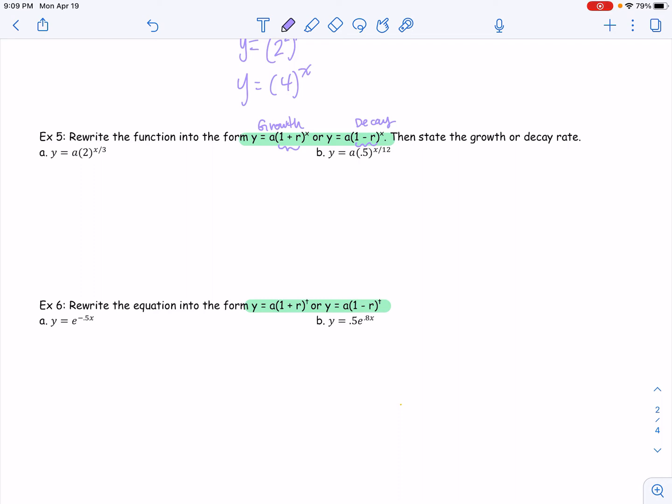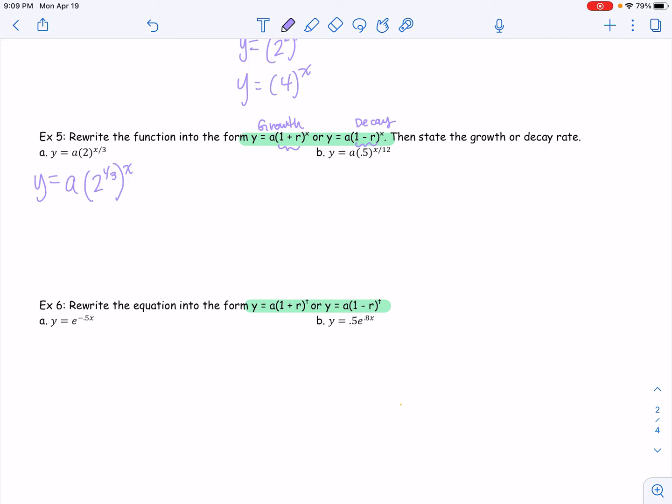Here's where you're going to need a calculator again. So what we need to do is rewrite it first. We're going to plug it in the calculator, get a value, and then determine if it's growth or decay. So how can I rewrite y equals a times 2 raised to the x over 3 power? Well, look at your power. Something was being divided. You can rewrite that as 1/3 times x, right? So really, this could be rewritten as y equals a times 2 to the 1/3 power raised to the x. Because power raised to a power, I would multiply 1/3 times x, which is the same thing as x over 3.